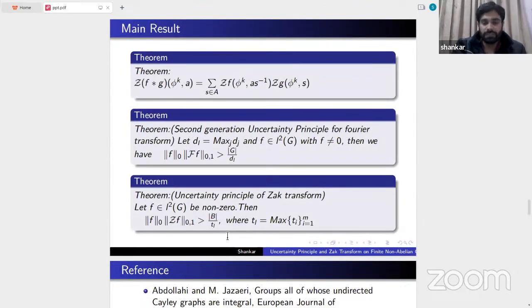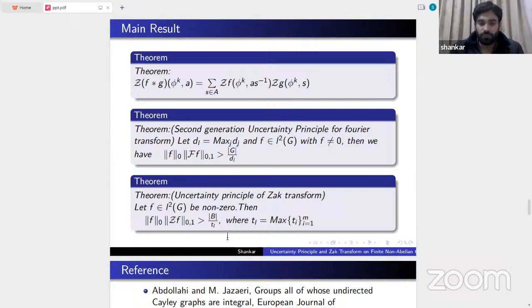The first one is the Jack transform of the convolution of two elements f and g, which is equal to the summation of the Jack transform of f times the Jack transform of g, where the summation is running over elements of A. Then we have two theorems. One is for the Fourier transform and the second one is for the Jack transform.